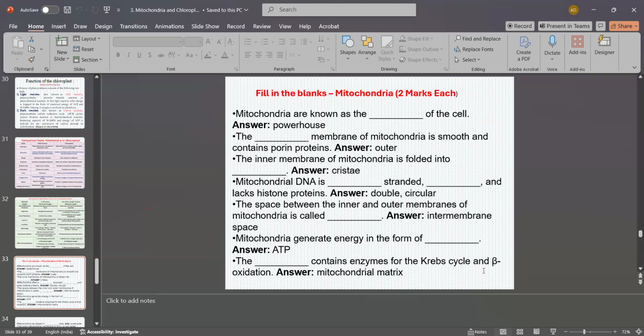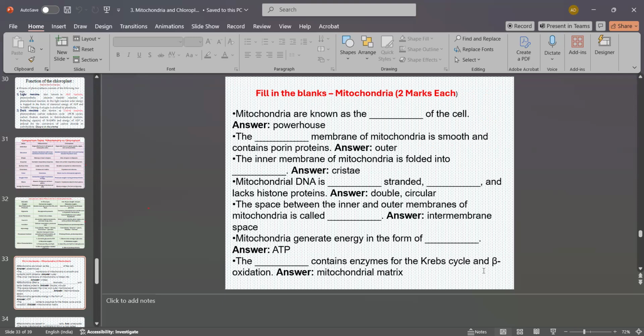Any doubts? You will think that mitochondria are known as the dash of the cell, the powerhouse. You know that the dash membrane of mitochondria is smooth and contains porin protein. Answer is outer membrane. The inner membrane of mitochondria is folded into cristae. Mitochondrial DNA is dash and dash stranded, which is double stranded and circular. DNA is double stranded, circular, and lacks histones.